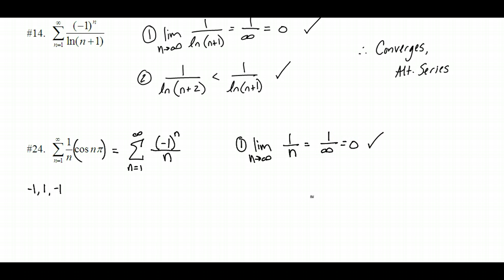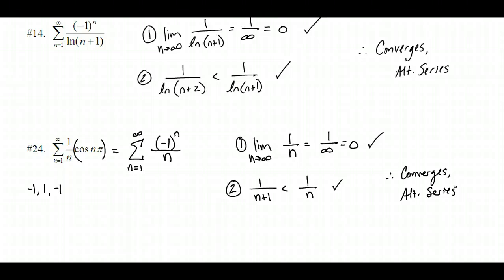First condition is met. The second condition is 1 divided by n plus 1, less than 1 divided by n. Absolutely, because that term is going to get bigger, and if I have a bigger denominator, it's going to be smaller than this next one. So second condition is met, therefore it converges, alternating series. And looking at this, alternating series converge pretty darn easily. It doesn't take too much.